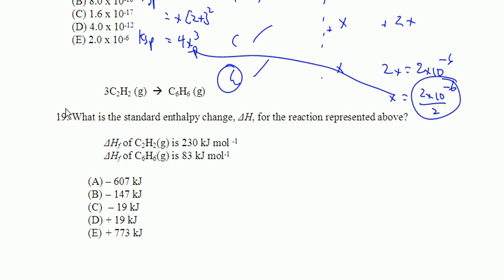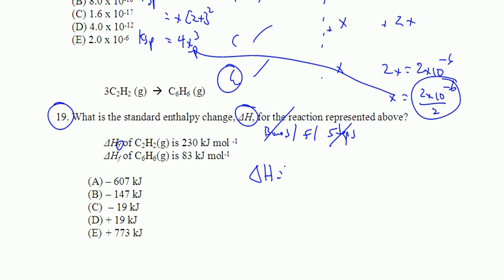Okay, problem 19. They're asking for delta H. I'm looking for my keywords. My keywords are going to be bonds, F, or steps. All right, do not see bonds, do not see steps. Looking for formation values. There it is.